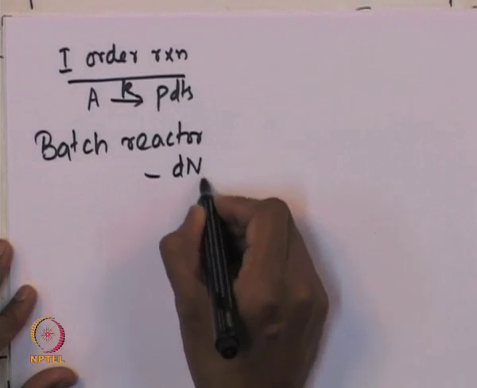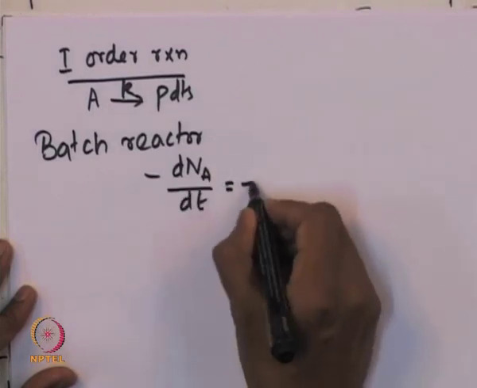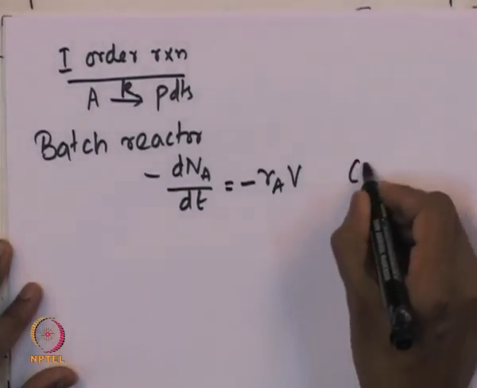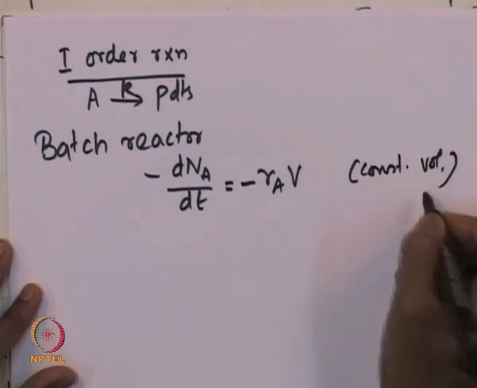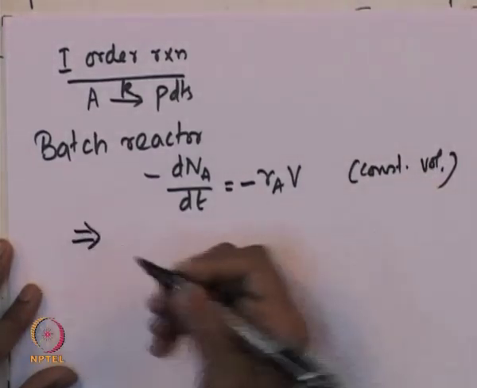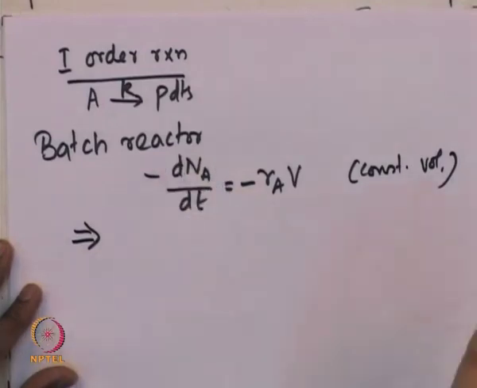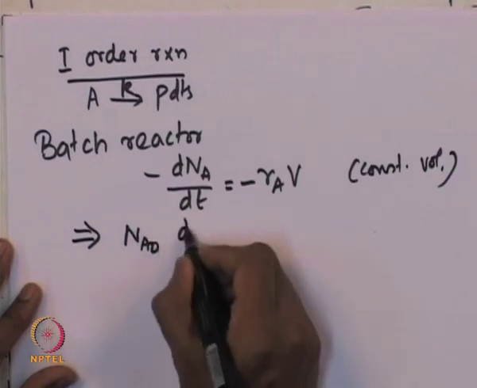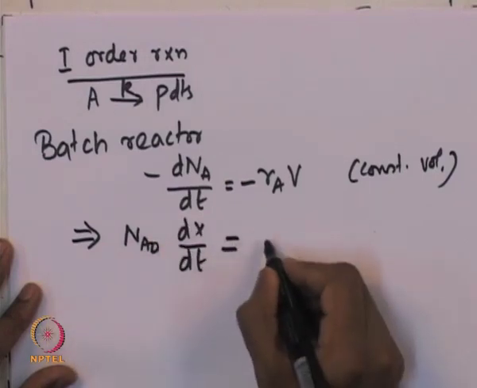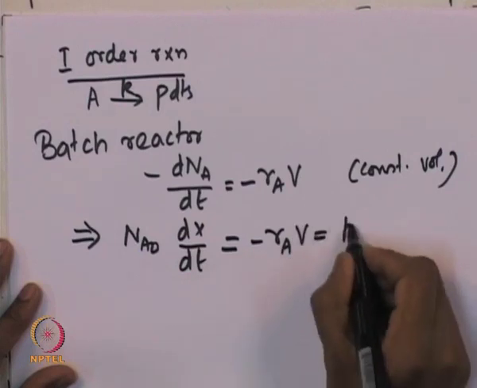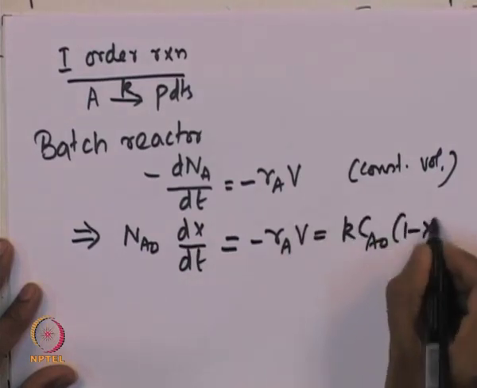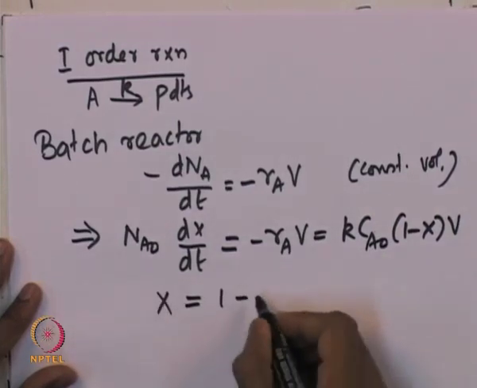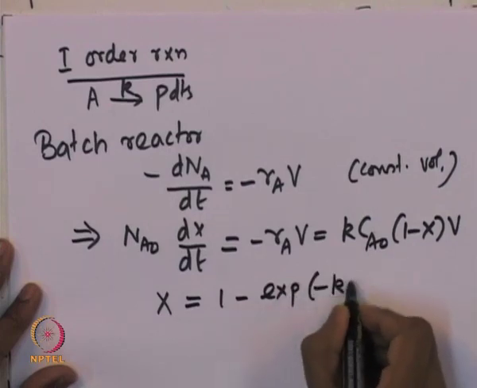And for a batch reactor, the performance equation is minus dNA by dt, that is equal to minus Ra into V, where V is the volume of the reactor, and let us assume that it is a constant volume system. And so, now we can use the relationship between the number of moles with the corresponding conversion, and we can rewrite this equation as Na naught into dx by dt, that is equal to minus Ra into V, which is equal to k Ca naught into 1 minus x into V.